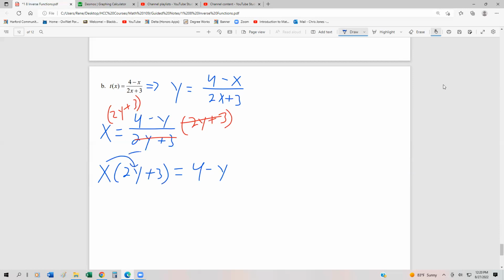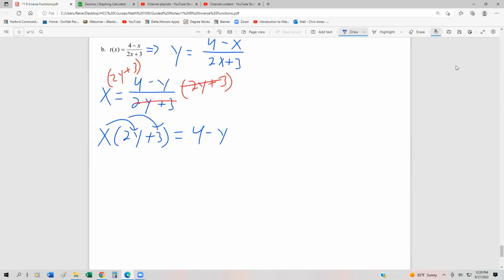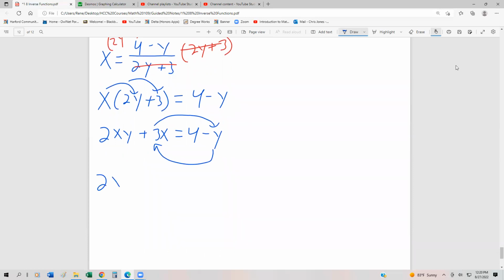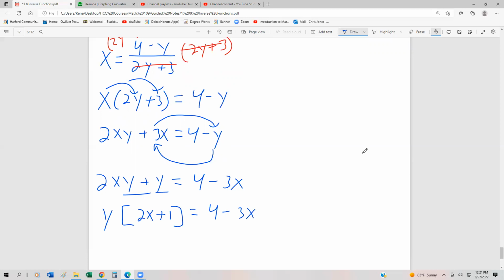We're going to distribute the x just like we did in the previous example. So that gives us 2xy plus 3x equals 4 minus y. I'm going to subtract 3x and add y to both sides. So this gives me 2xy plus y is going to be equal to 4 minus 3x. Remember that trick, we're going to factor out the greatest common factor of y from both of those. So we have y times 2x plus 1 is going to be equal to 4 minus 3x.